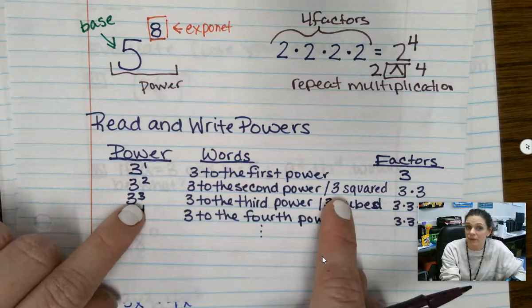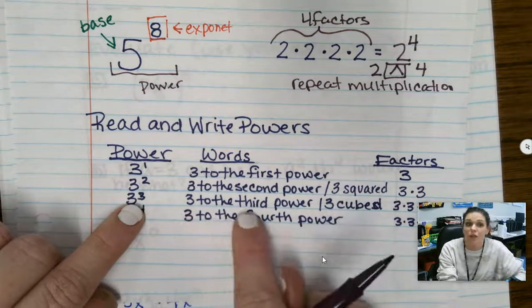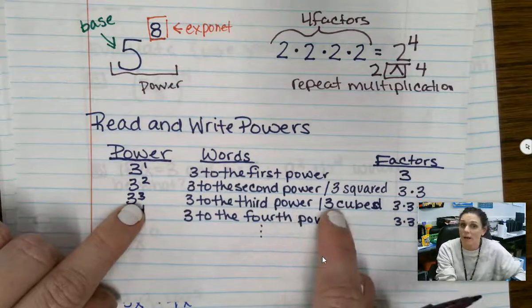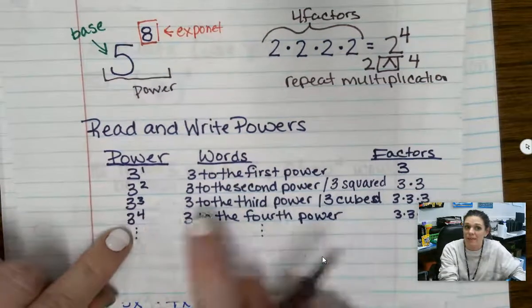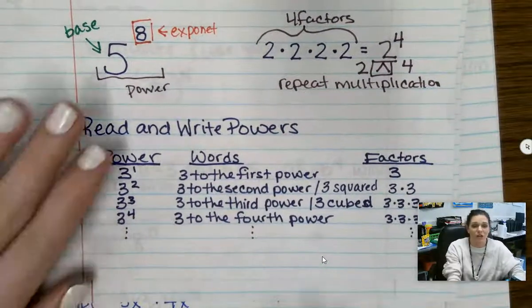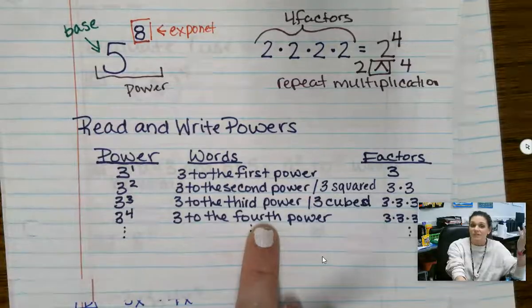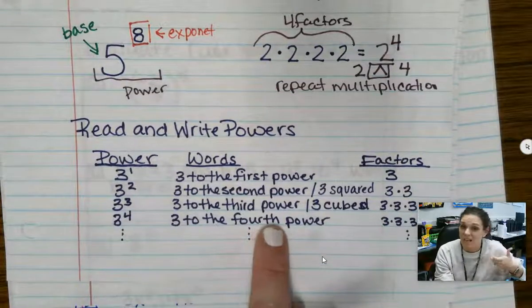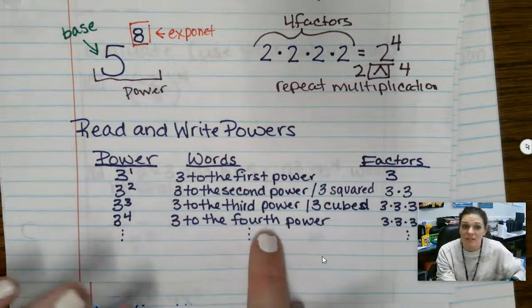When I have 3 with the little 3, I am 3 to the 3rd power, or I am 3 cubed. And then 3 to the 4th power is when we start our next change. So we would use 4th. If it's a 5, we'd say 5th. If it's an 11, we say 11th. If it's a 13, we'd say 13th power.